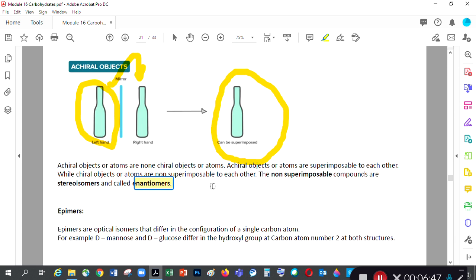Now we have another type of stereoisomers, epimers. Epimers, you'll see what is unique about them.